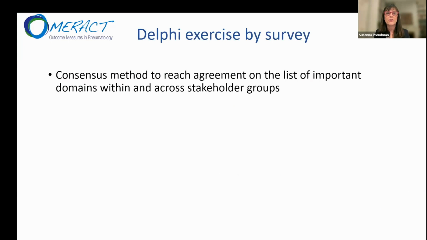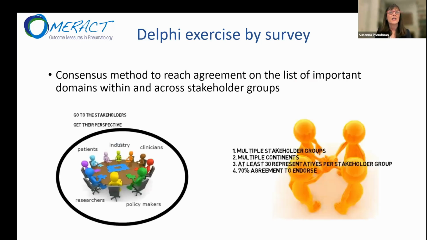So we endeavoured to follow OMERACT principles for these Delphi surveys, to reach consensus among multiple stakeholders, aiming for at least 30 people from each stakeholder group and for multiple continents to be represented. As a reminder, ideally at least 70% agreement in all groups is required for a domain to be included in the draft core set.